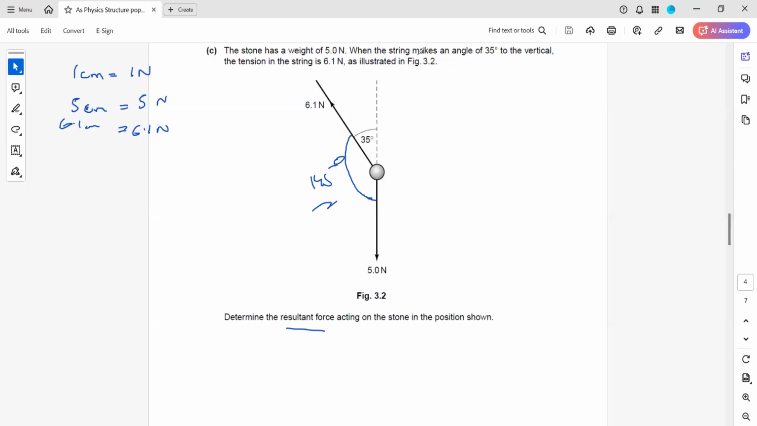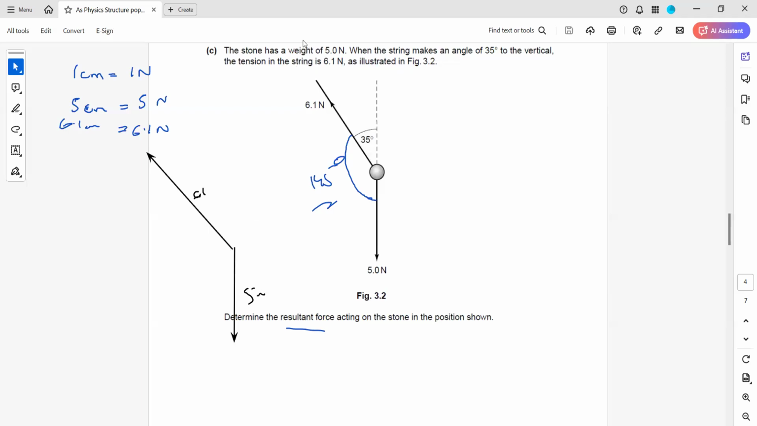Yeah, 145. So what I will do, I will draw one vector, then I will draw the second vector. I'm using a parallelogram. A triangle method is also possible. I will explain both methods. First, we draw the first vector of 6.1. Then we draw the second vector of length 5. So 6.1 and 5 centimeter.